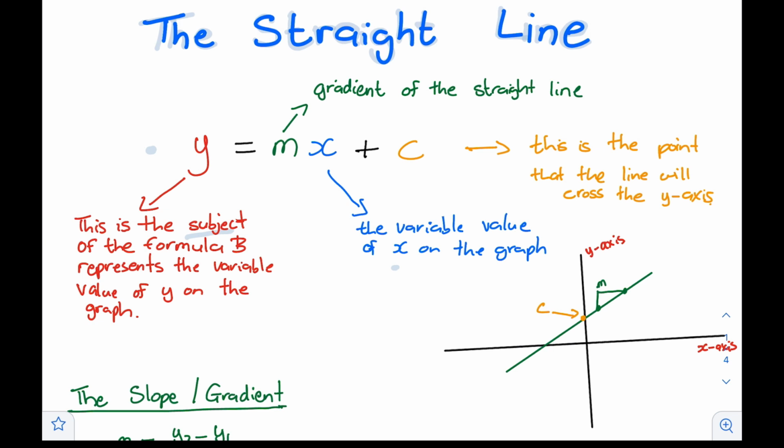So the straight line graph, basically we start with the equation where y equals mx plus c is our standard form, and this standard form answers a lot of questions actually, right? So y is the subject of the formula and represents the variable value on the graph. So on the y-axis, the gradient is m, and there's a lot to say about m. So m is basically the slope of the graph.